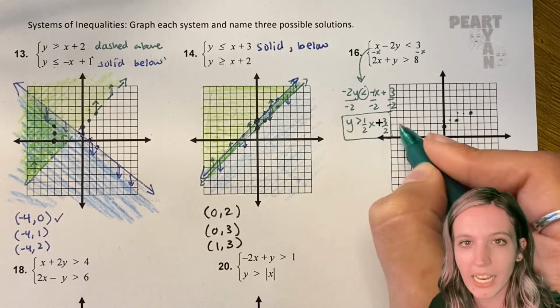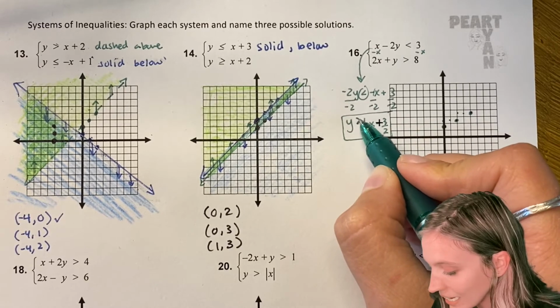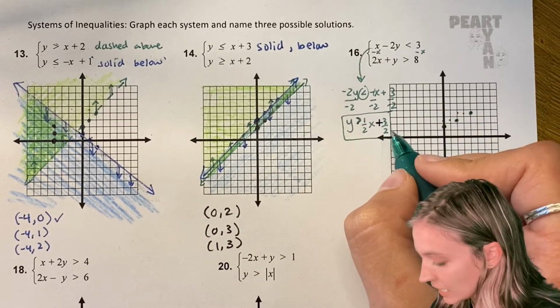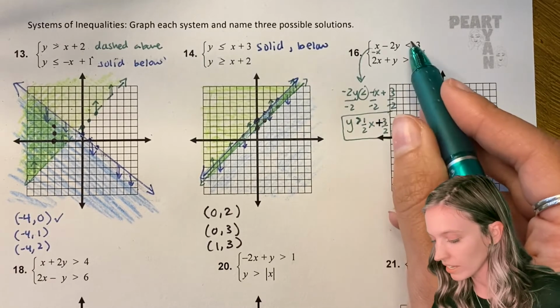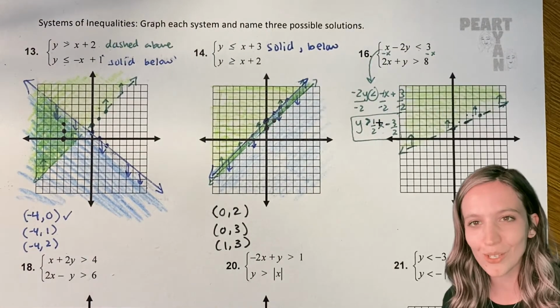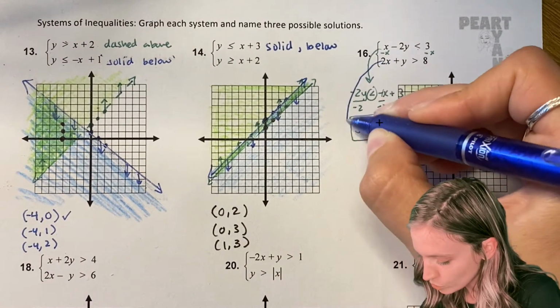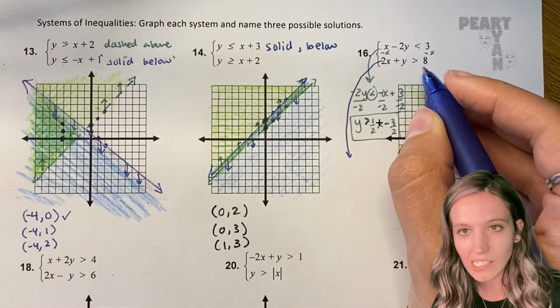Okay, now this is where you want to make sure you're not getting tripped up. This is the line I am graphing. So my sign is the greater than sign. So that means I have a dashed line and I'm going to be shading above it. Don't accidentally revert to your original. All right, now switching colors, I'm going to solve for y on this next inequality.